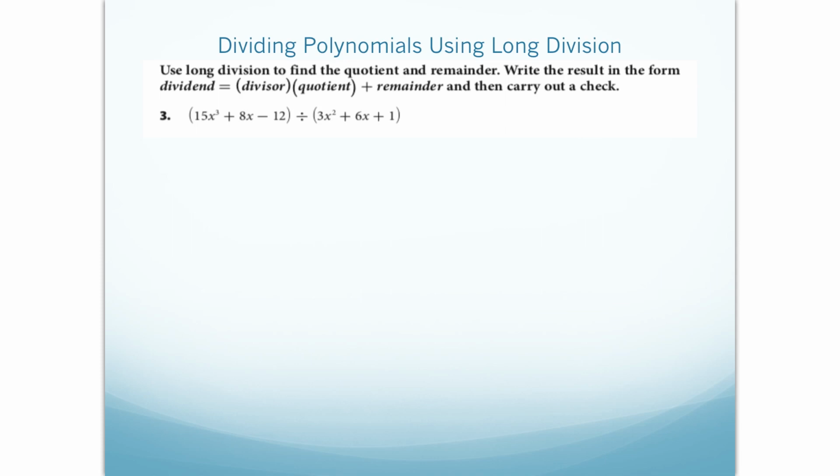Okay, the next problem, we're going to take 15x to the third plus 8x minus 12 and divide it by 3x squared plus 6x plus 1. So this one, when we divide it out, we are missing the x squared term. So we have 15x to the third plus 0x squared plus 8x minus 12.